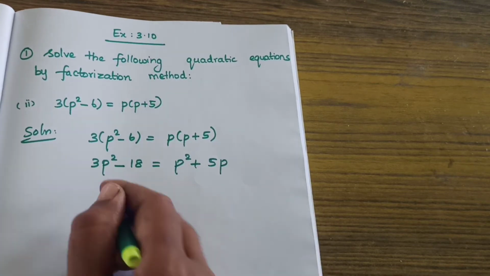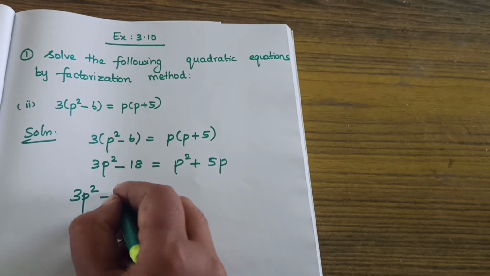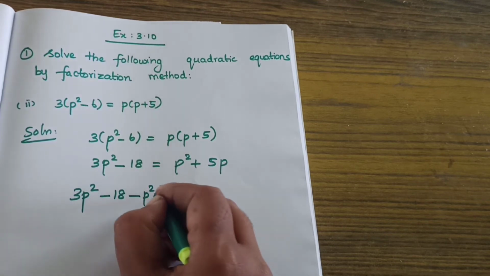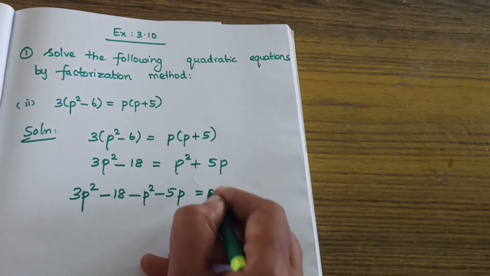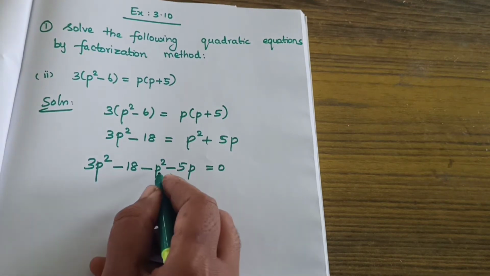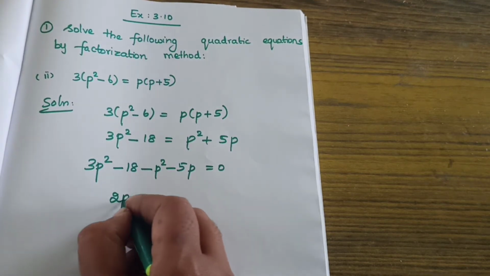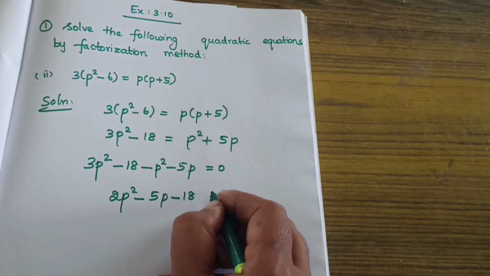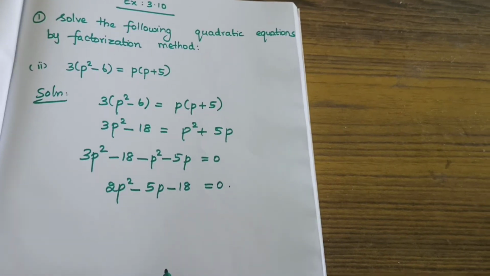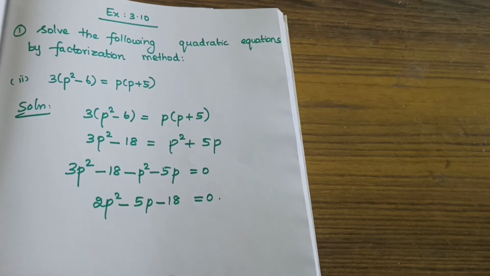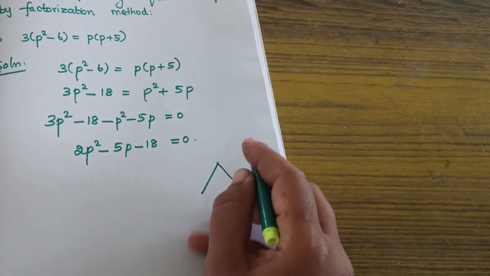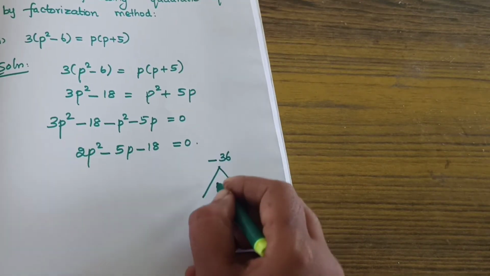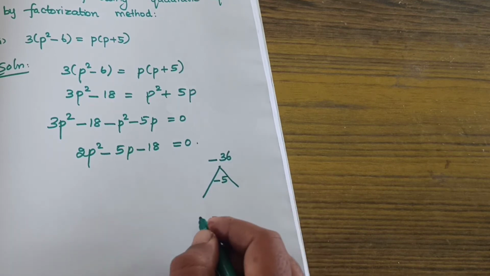Take all the terms to one side. So, 3p square minus 18 minus p square minus 5p equal to 0. Then 3p square minus p square, 2p square. Then minus 5p, arranging in order, okay, minus 18 equal to 0. Then you need to factorize this. Shall we factorize now? Here, what is the multiplication factor? Minus 36. What is the addition factor? Minus 5. Guess the values.